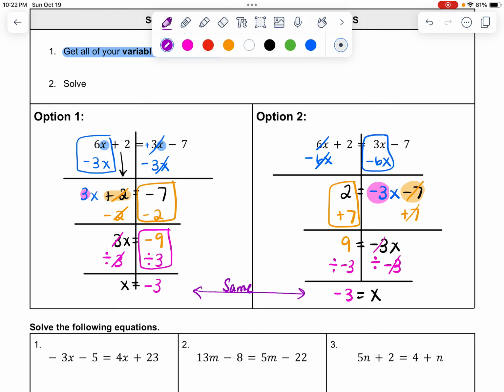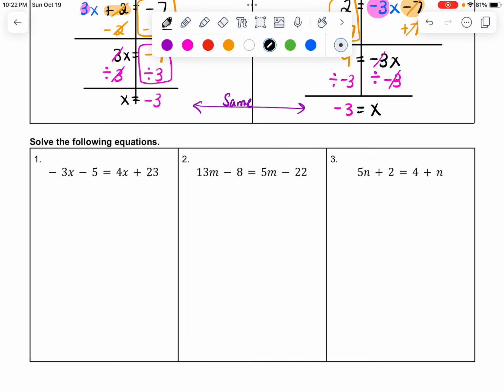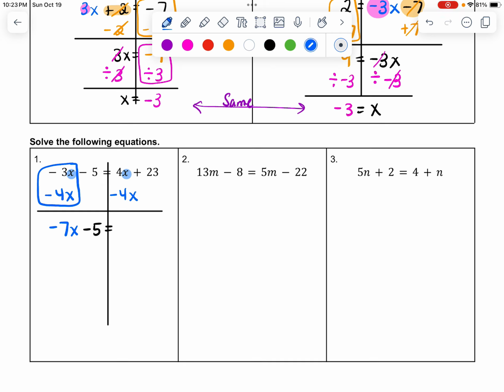Let's try a couple more examples. For problem number 1, I'm going to draw a vertical line through my equal sign, and I'm going to notice that I have x's on both sides here. So my first step is going to be to get the x's together. I'm going to subtract the 4x on both sides. When I do that, my negative 3x combines with my negative 4x, and I get negative 7x. And then I'm just going to copy down my minus 5. We're going to cross out our 4x's because they cancel, and we just drop down the 23.